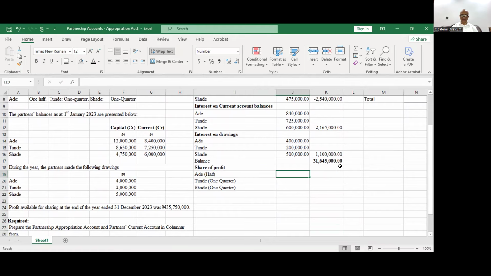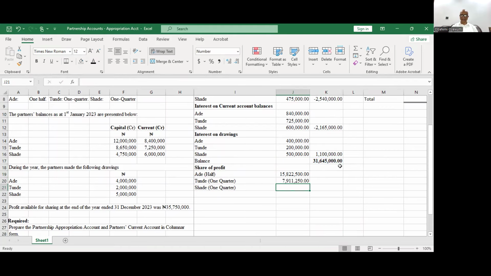Half of the amount. So what it means is that we're going to have this divided by 2. So that's what we're going to be having for him at the end of the day. We're having 15,822,500 to take home. All right. And then again, we can go the same way for Tunde, who is entitled to a quarter of the amount. So this one is going to be divided by 4.